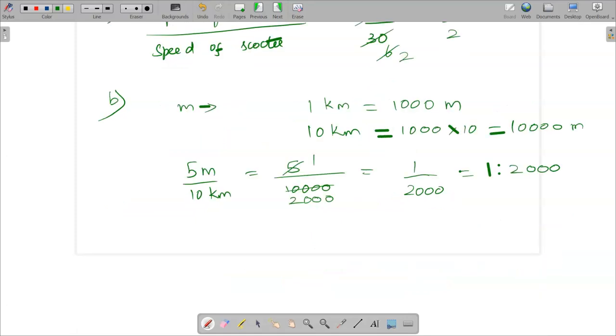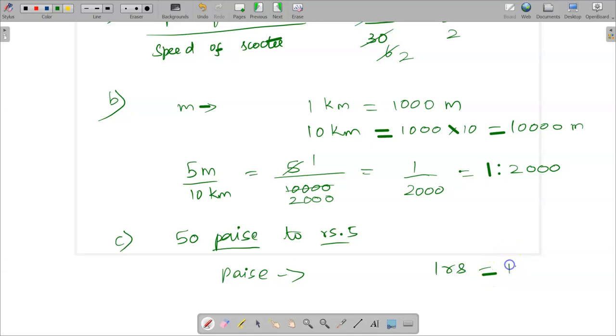Coming to the third problem, it is 50 paise to rupees 5. Here it is paise, here it is rupees. Paise is the smaller one, so we have to keep that as it is. Rupees is the bigger one. So 1 rupee is equal to how many paise? 100 paise, right? Rupees 5 they have given, so 5 rupees is equivalent to 5 into 100 paise, which is nothing but 500 paise.